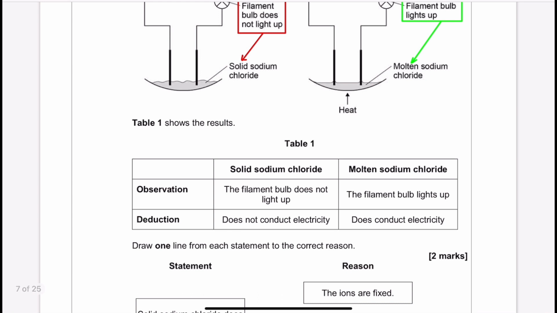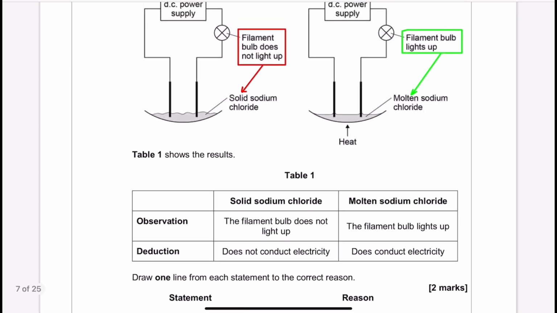Table number 1 shows some information. Let's see the results. Observation. When it is in solid form, the light bulb doesn't light up. And the result you are deducing here is that the current is not flowing. Therefore, the bulb doesn't light up. Whereas in molten sodium chloride, the filament bulb lights up. It means the current is flowing through this filament lamp.